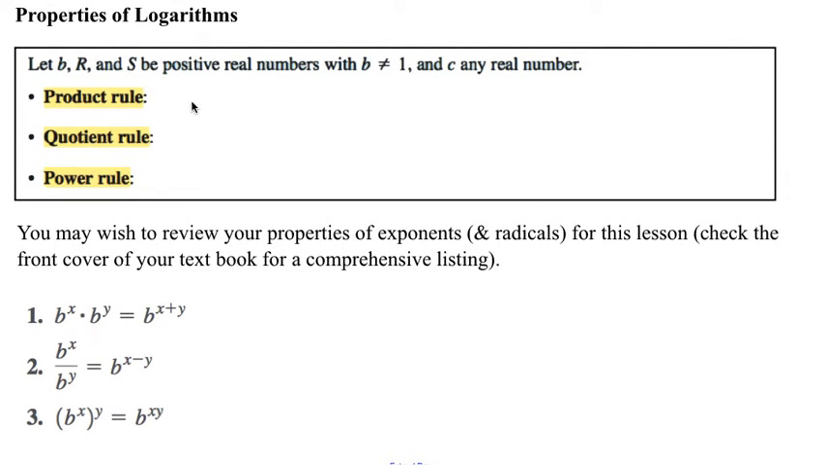And the first property is called the product rule. The product rule says that if we have two numbers that we're multiplying together and we're going to take the logarithm of a product of numbers, that's equal to the logarithm of each of those numbers added together. The quotient rule is very similar. If we have the logarithm of two numbers that are divided, then we subtract their logarithms.